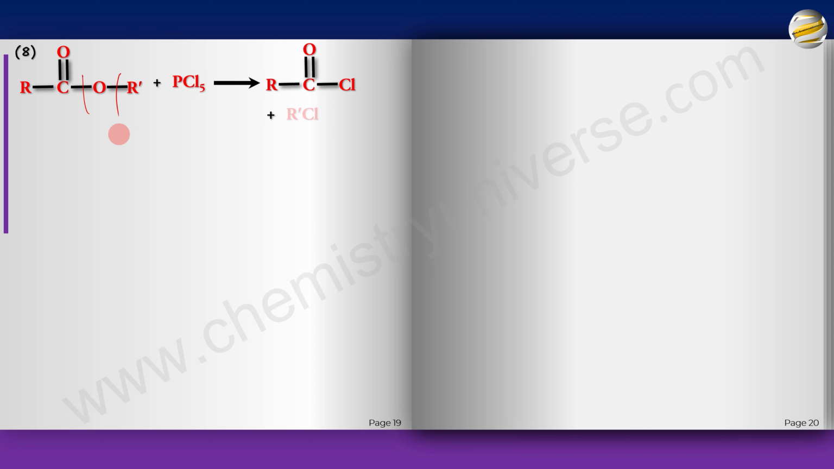Try this with an ester and see what happens. Again, 2 single bonds broken first, acid chloride, R prime Cl, POCl3. What do you think will happen to this? This is cyclic ether, epoxide. Again, both single bonds get broken, 2 Cls and POCl3.